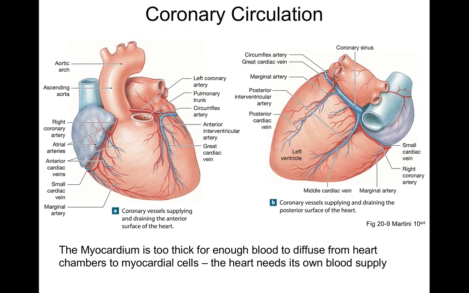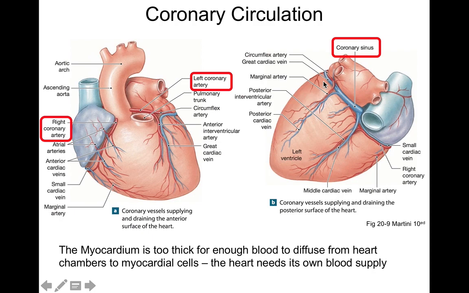And the vessels you should make sure you're aware of are the left and right coronary arteries. These are the two main arteries branching off from the very base of the aorta, and these then supply all the other blood vessels supplying the heart. And then the veins all drain into a main vein called the coronary sinus, which then drains into the right atrium.